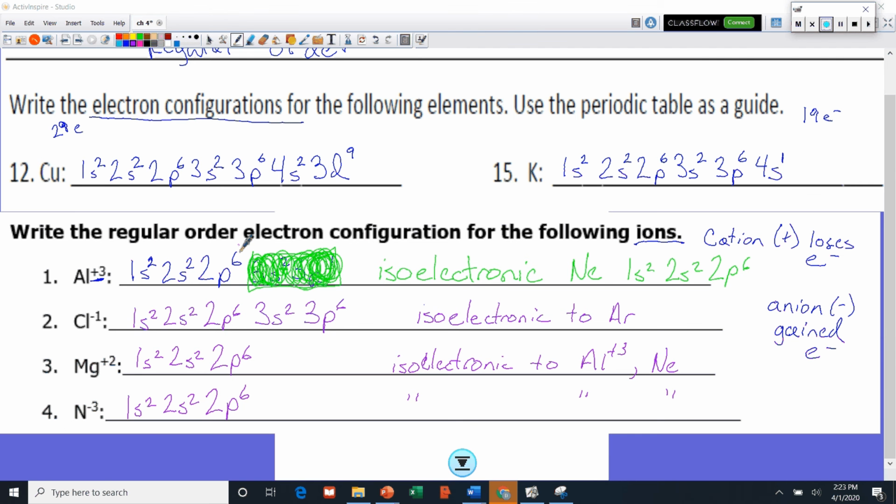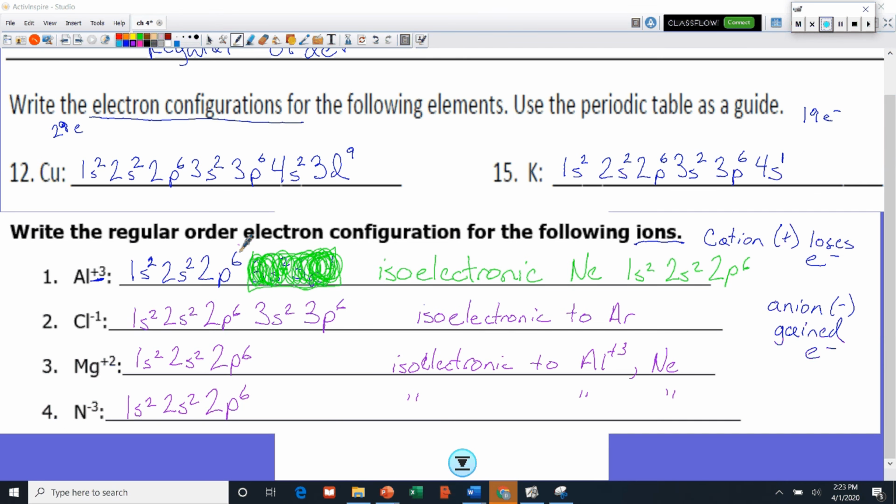All right, so here are your answers for the ions. Remaining, chlorine minus 1. Chlorine's normal electron configuration would be 1s2, 2s2, 2p6, 3s2, 3p5. But we add 1 electron, so that makes it 3p6. So it becomes isoelectronic to argon.